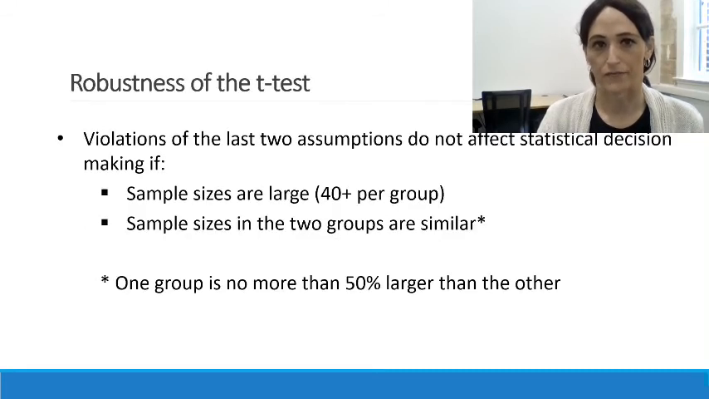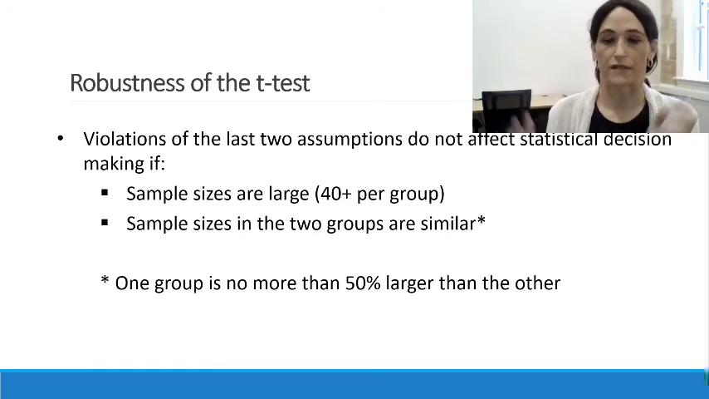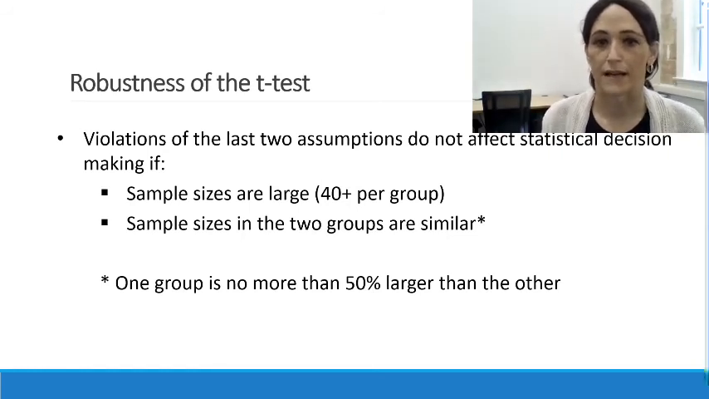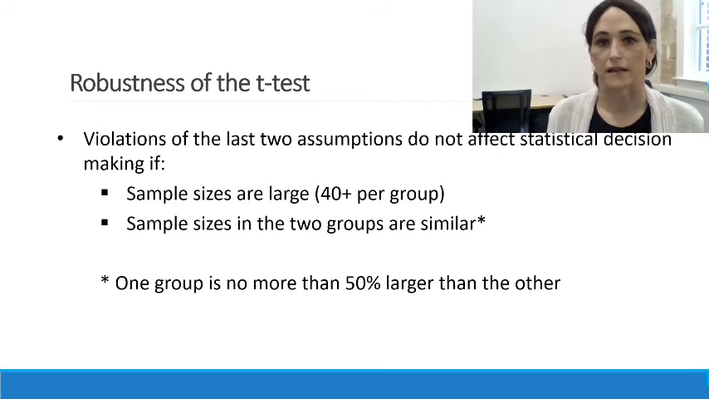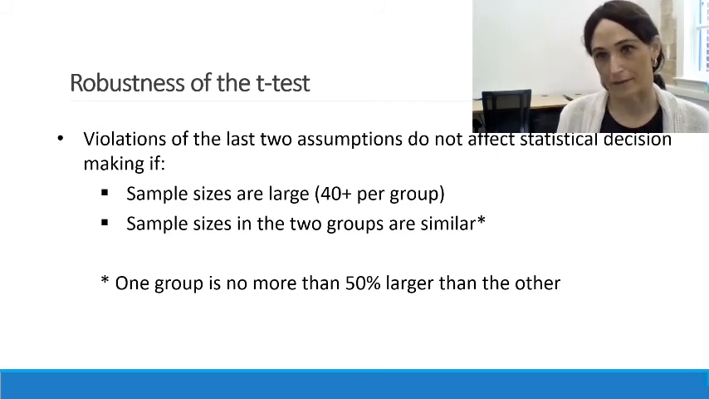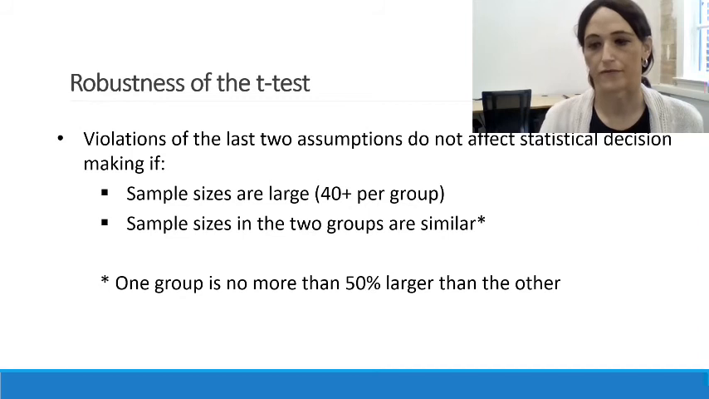A t-test is fairly robust, meaning that we can relax certain assumptions as long as the sample sizes are relatively large. We've got more than, let's say, 40 per group, and the sample sizes in the two groups are similar. By rule of thumb, one group is no more than 50% larger than the other. Then we can relax some of those assumptions about equal variance and normality. However, for smaller samples, we're going to want to make sure that those are holding true.